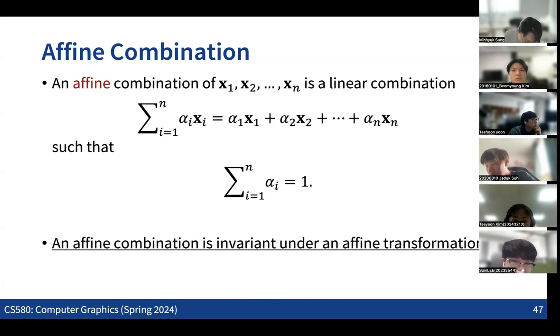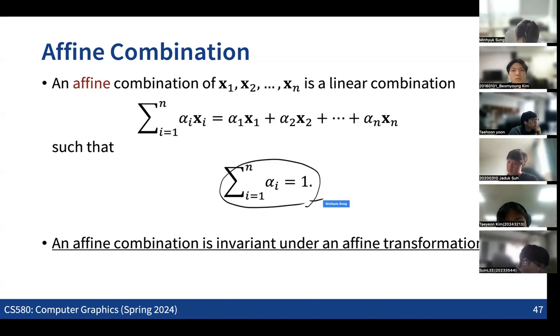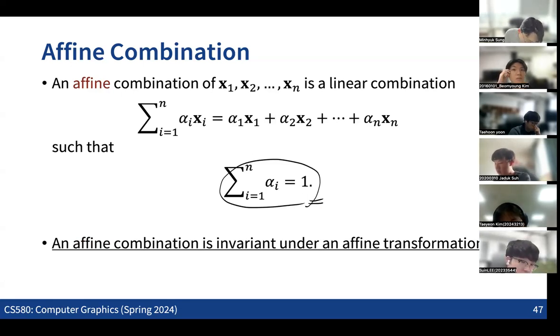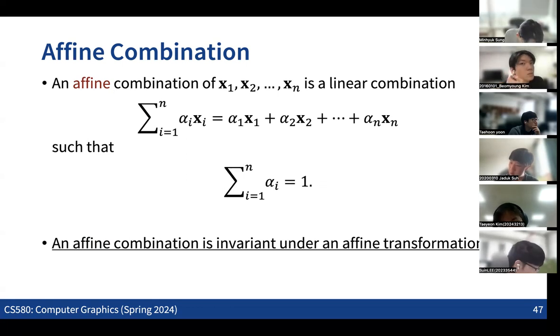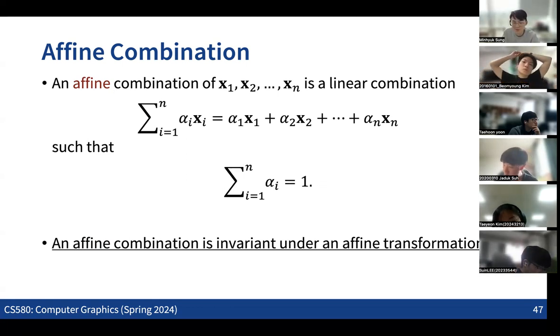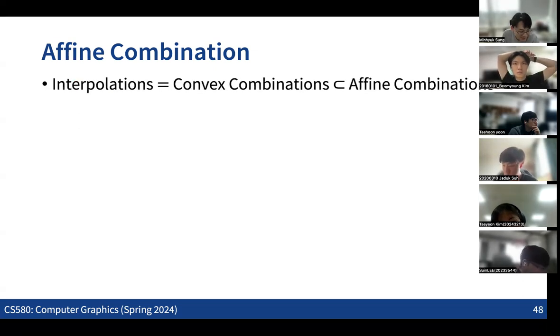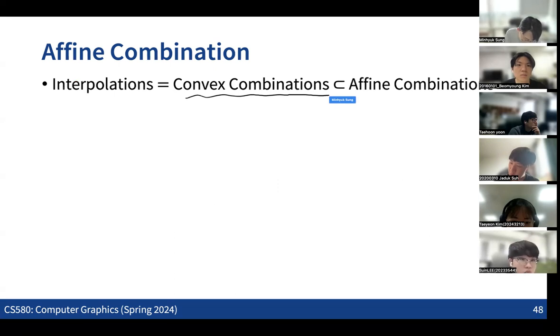For any affine combination where the sum of the weights is 1, whether you first interpolate and then apply the transformation, or first apply the transformation and then compute the combination, the output should be exactly the same. That's the property of the affine combination, without the proof. Let's keep this in mind. Then what we can see is that all the interpolation we are talking about is a convex combination, which is a subset of the affine combination.